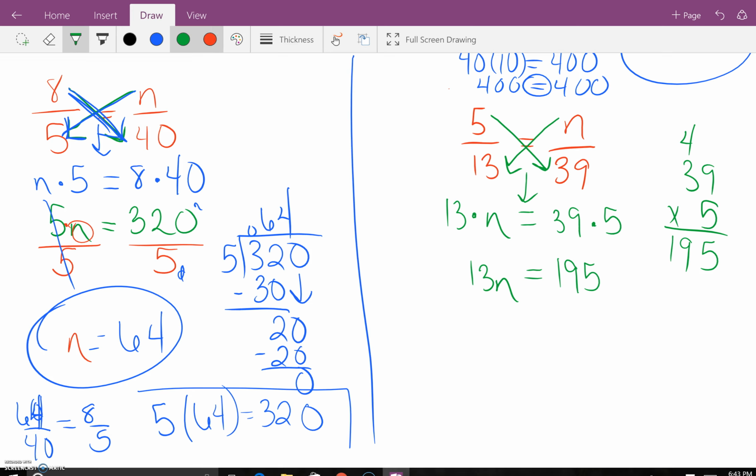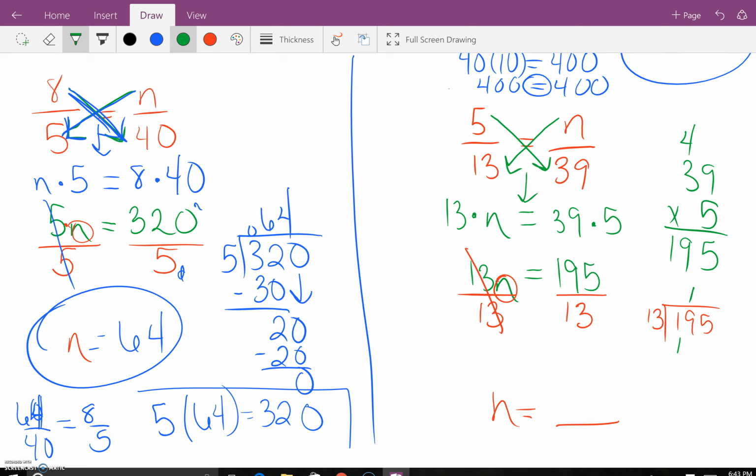So in this case, to isolate my n, I'm just going to divide both sides by 13 because it is 13 times n, and so that's the opposite. This cancels out, and I'm left with 195 divided by 13.